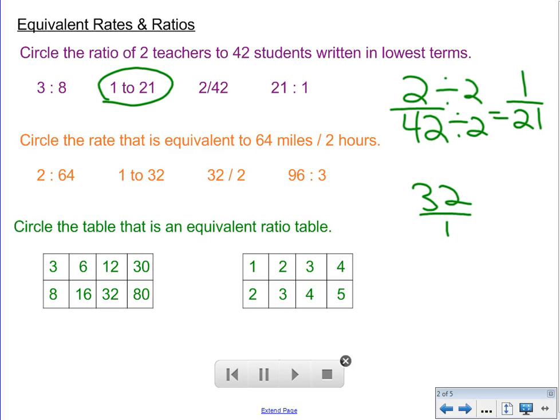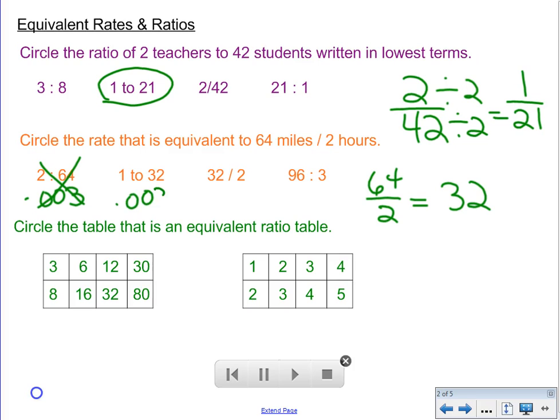The next best way to try and do this is to put them all in decimal form and see which ones are equal. 64 divided by 2 is 32. Are any of these rates equal to 32 when I divide the numerator by the denominator? 2 divided by 64 is 0.03. That's not equal to 32. 1 divided by 32 is equal to 0.03. That's not equal to 32.